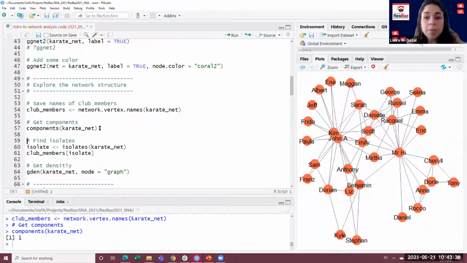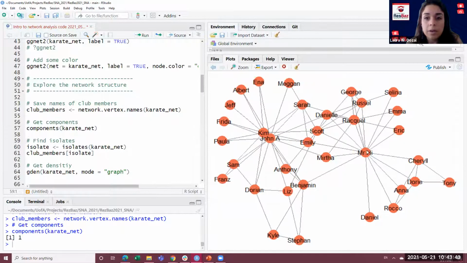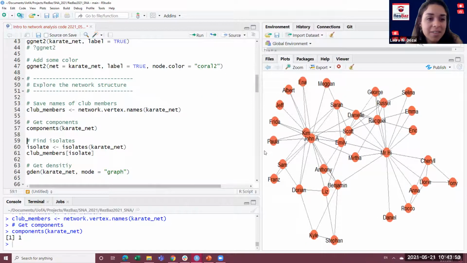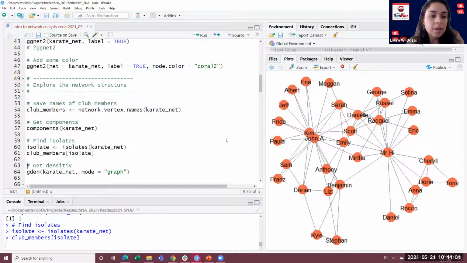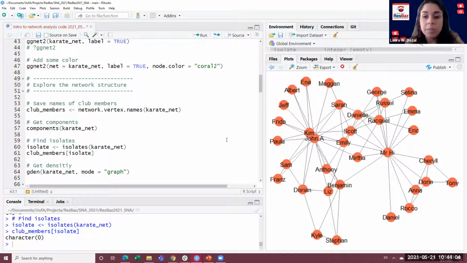We only have one component, so we only have one network, right? There aren't any splits or fissures within the network, for lack of a better term. And we want to see how many isolates we have, if there are any isolates. And we do not have any isolates. Everyone seems to be connected to another actor, if only by 2 or 3, or even 1 connection.